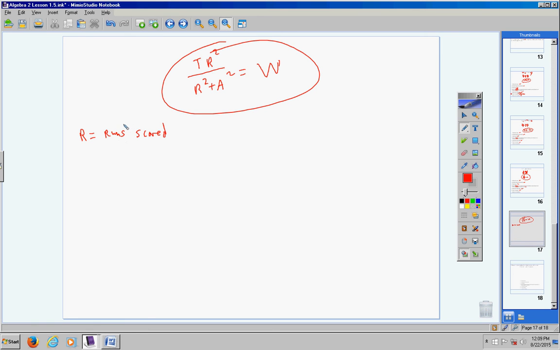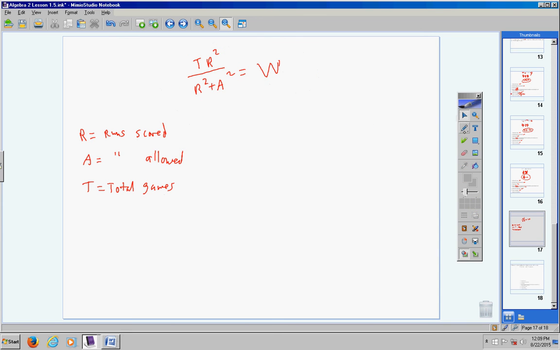It says T is the number of games played. Oh, I missed capital A. Sixth line down, it says A is the number of runs allowed. So A is the runs that you allowed. T is the total number of games. Got it? Okay, so W is the number of wins. So we're going to take this formula and substitute numbers in and see what the answer is. So T, total number of games, 162.